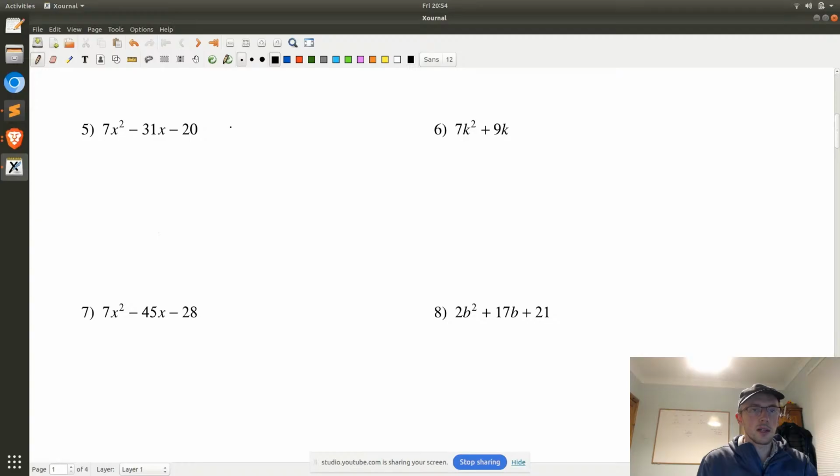Seven x squared take 31x take 20. 7x there in the first spot. And we need to make 31 somehow. Oh, 5 and 4. Take 35, take 35x add 4x.